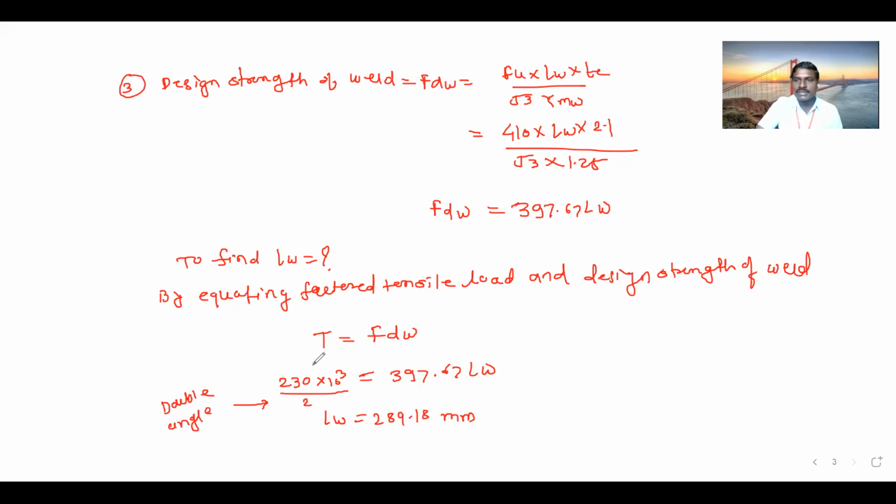Whatever T is coming, that T is on the two angles. In the problem statement, they have given T is equal to 230 kilonewton. So this 230 kilonewton load is on both angles. So we have to calculate the length of weld for one angle. This LW we have to calculate here for one angle. So if we divide this T by 2, then this value will be for one angle. So now here our LW, 289.18 mm, is for a single angle. Okay, got it everyone? Okay, everyone has written this.